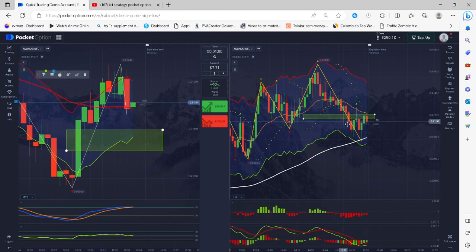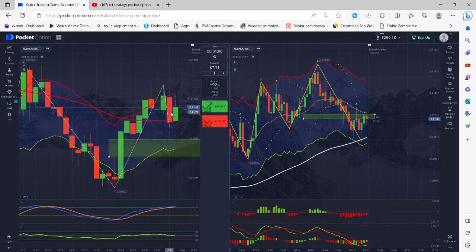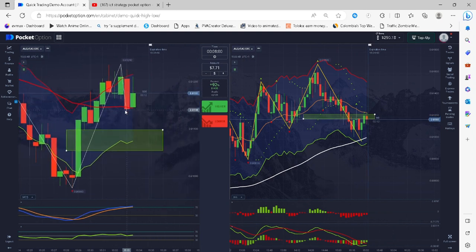What is the market doing? I can't see a clear fair value gap for the buyers. I really can't see one. So we're not going to take this trade. But even if you want to take this trade, I will tell you how to enter a trade with the fair value gap on the 30 seconds.